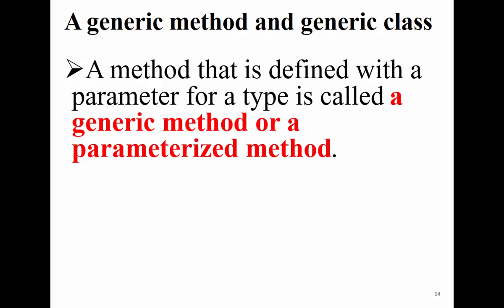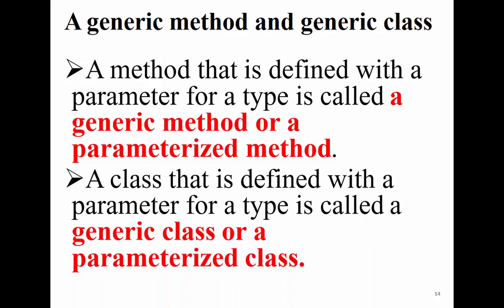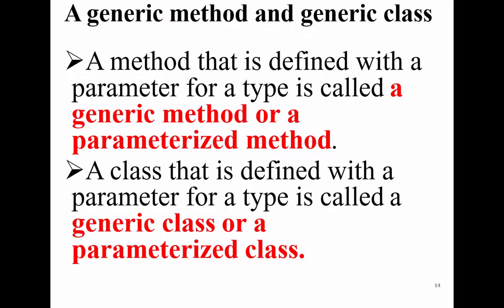So the method is defined with type parameters. We call it a generic method or a parameterized method. Also a class that is defined with a type parameter, some terminology, we call a generic class or parameterized class. This is some definition. So from now on, if I say parameterized method or generic method, it's the same thing. Parameterized class or generic class is the same. That means this class is more generic.